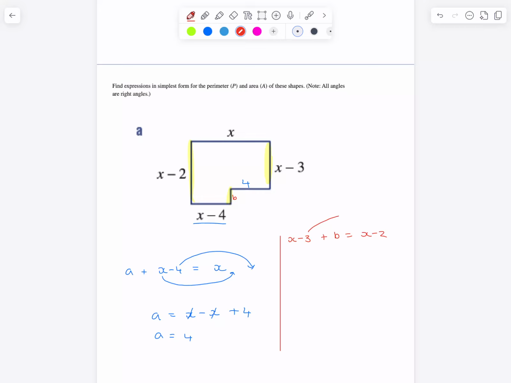We're going to move the negative 3 across, and we're also going to move the x across to get B by itself. So B would be x minus 2. We're moving the negative 3 across, so it becomes plus 3, and we're moving that x across, so it becomes minus x. Those two cancel because x take x is just 0, and then minus 2 plus 3 is 1. So we know B is 1, so we could just represent this as 1.